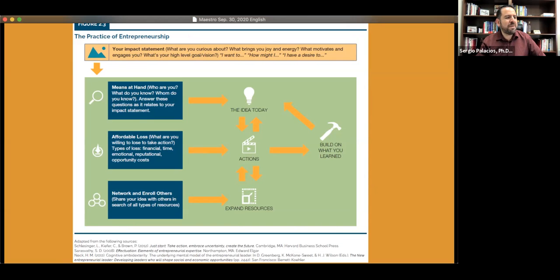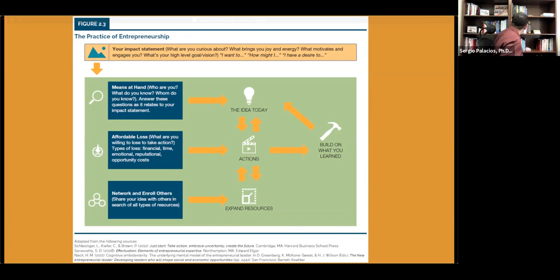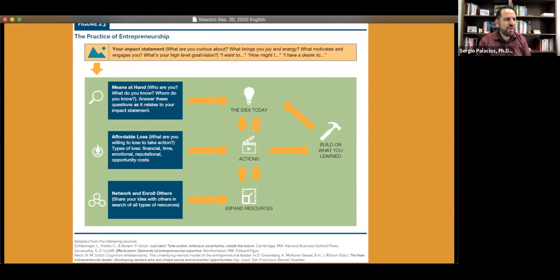This is an image from Babson. We use this book in our classes. It's Entrepreneurship: The Practice and Mindset. Amazing book. Heidi Neck is one of the top entrepreneurship educators in the world. So I highly encourage you to check it out. And it actually explains effectuation pretty well.